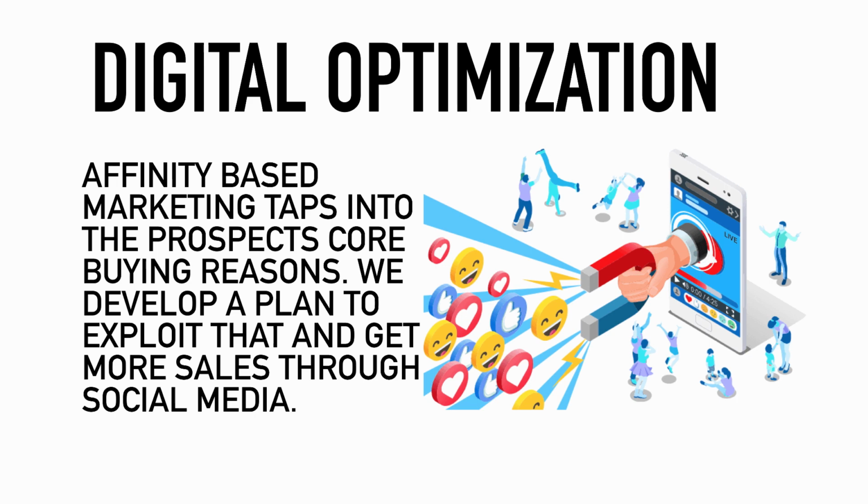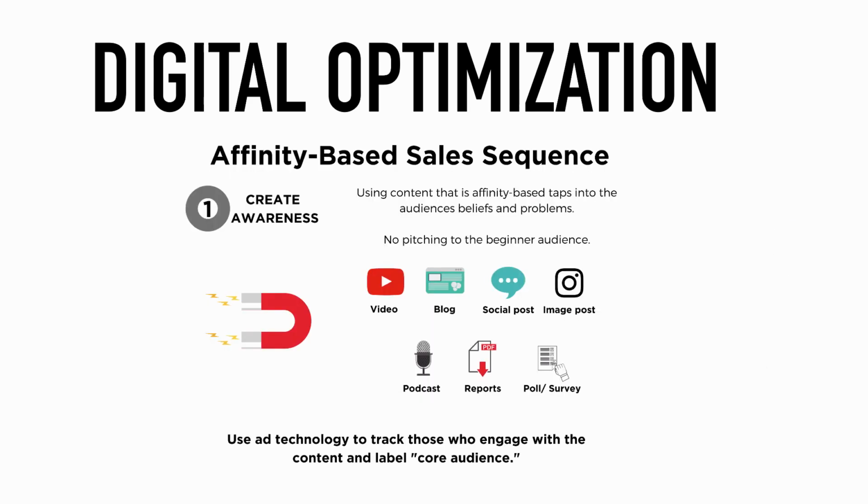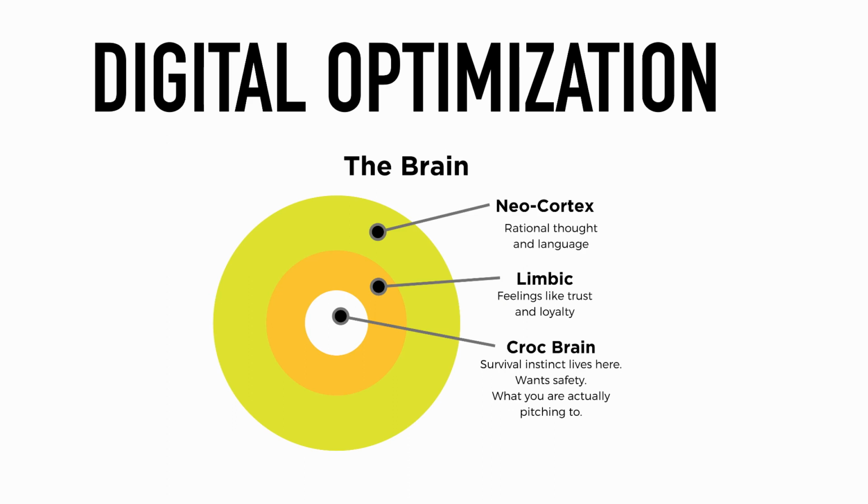And so all of the content, all of the pictures, all of the videos, we track, measure, and analyze, and we leverage that to tap into the core reasons why people buy online. And we create awareness through that, and it becomes a magnet. And we use that content to draw the audiences in. And we do something that taps into some core aspects of the brain. And there's the neocortex, the limbic brain, and the croc brain. And that neocortex of the brain is where all rational thought and language happens.